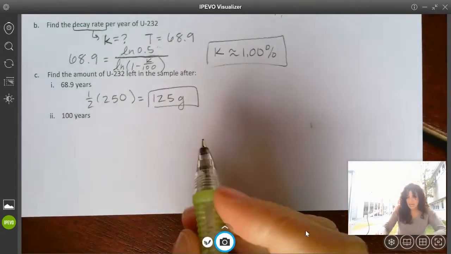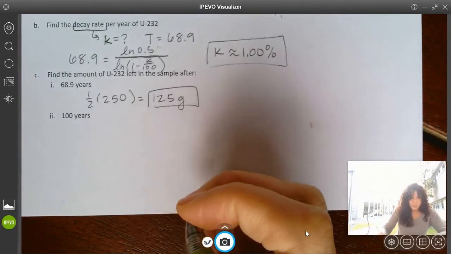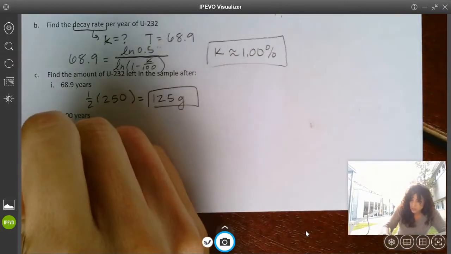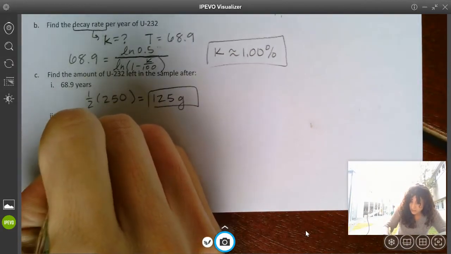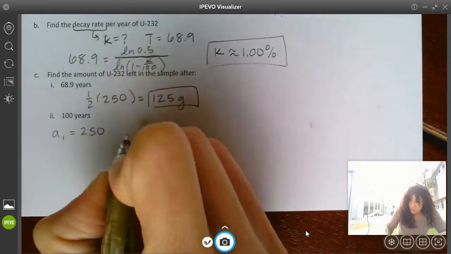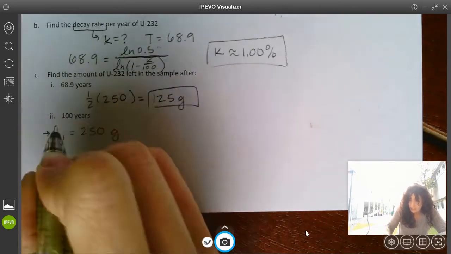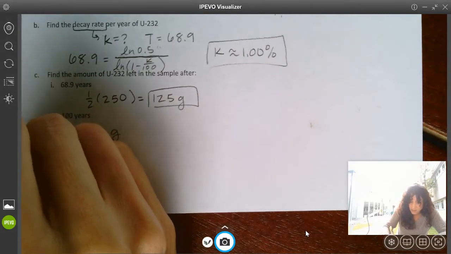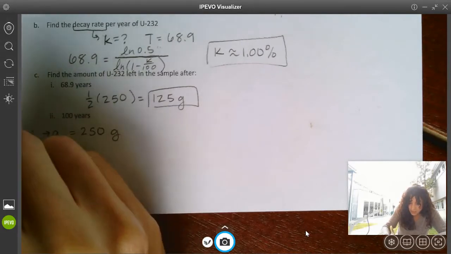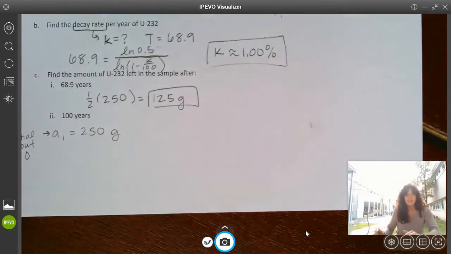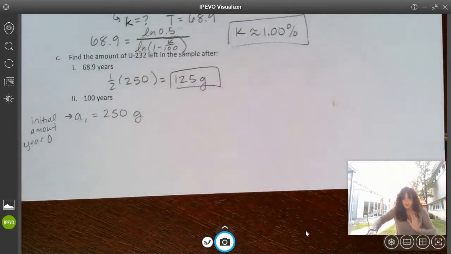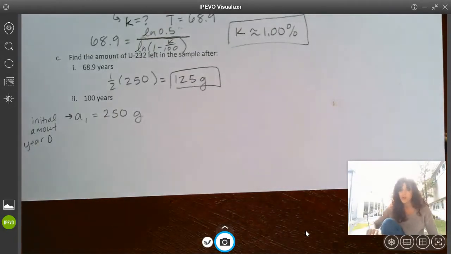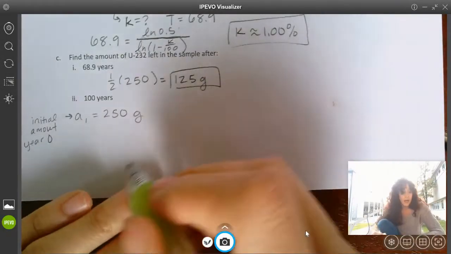So, okay, I know that the initial value is 250 grams, but I need to recognize that A sub 1 is not 1 year. That's the initial amount. So that's actually year 0. So always pause and say, what does my notation mean with geometric sequences, right? That's super important for you to not make mistakes.